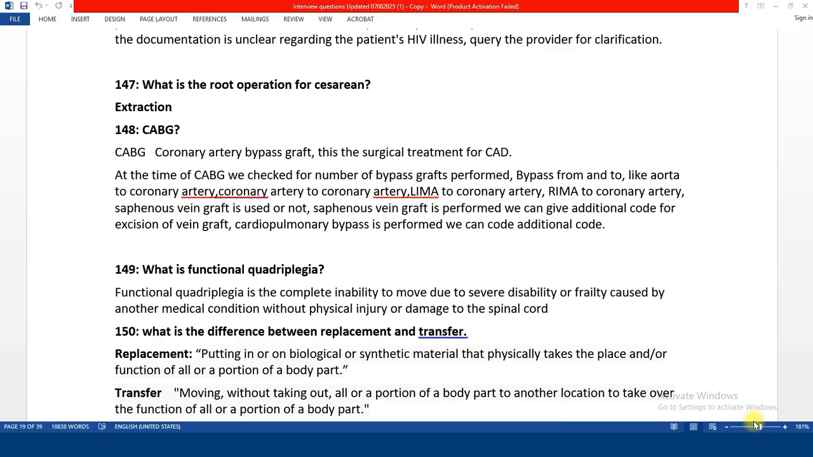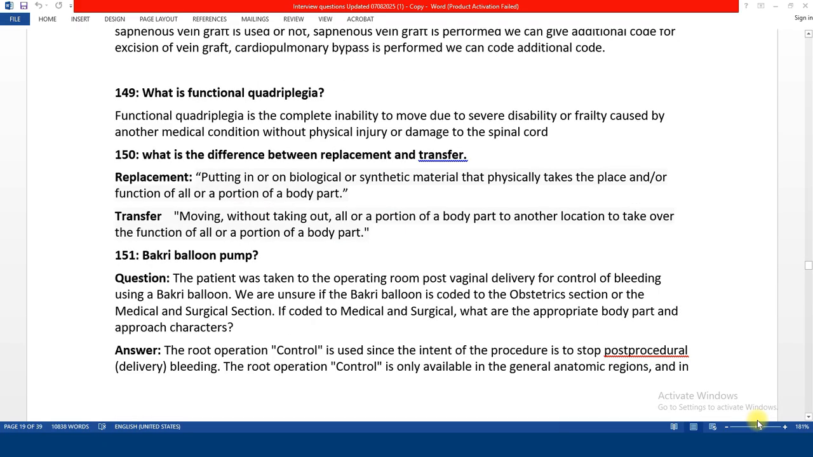What is CABG? Coronary artery bypass graft is the surgical treatment for CAD. Here the patient will have the coronary arteries of the heart bypassed. What is functional quadriplegia? Functional quadriplegia is the complete inability to move due to severe disability or paralysis caused by another medical condition, without physical injury or damage to the spinal cord.